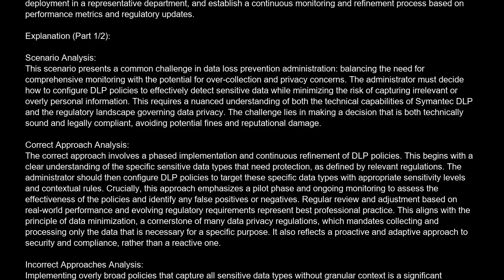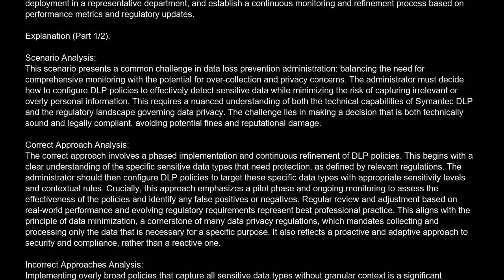This begins with a clear understanding of the specific sensitive data types that need protection, as defined by relevant regulations. The administrator should then configure DLP policies to target these specific data types with appropriate sensitivity levels and contextual rules. Crucially, this approach emphasizes a pilot phase and ongoing monitoring to assess the effectiveness of the policies and identify any false positives or negatives. Regular review and adjustment based on real-world performance and evolving regulatory requirements represent best professional practice.